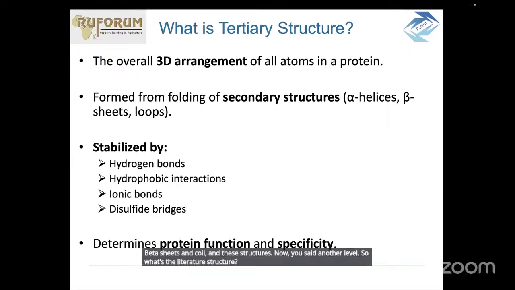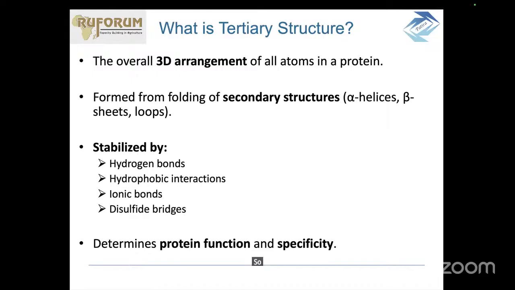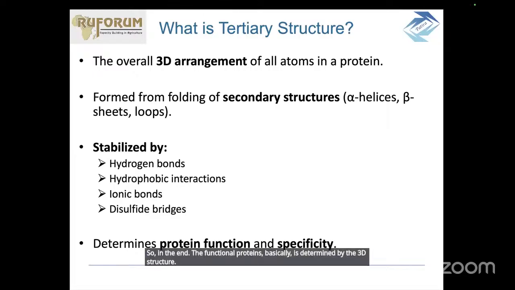This is the 3D arrangement of all the atoms in the protein. So they're formed by folding secondary structures. So these secondary structures, they're folded together. They're alpha helices, beta sheets, and loops. They're stabilized by hydrogen bonds, hydrophobic interactions, ionic bonds, and disulfide bridges. So these secondary structures fall together. In the end, the functional protein is determined by the 3D structure. Whether it is an enzyme or it is for other purposes, it's determined by the 3D structure.